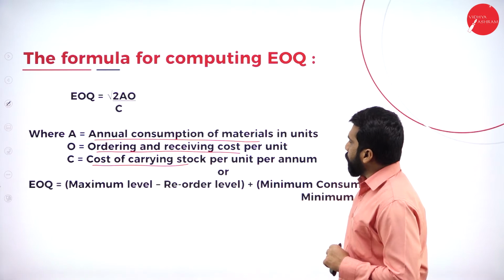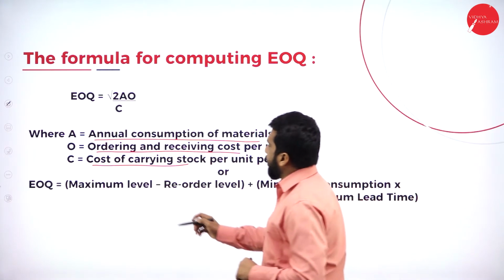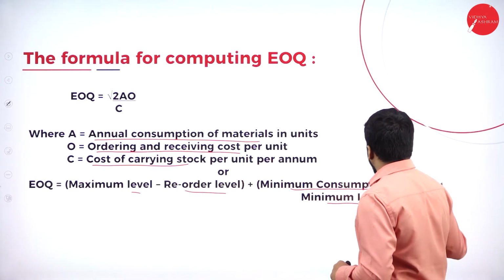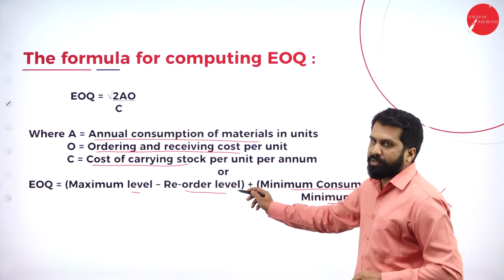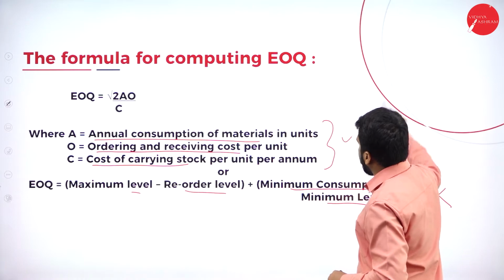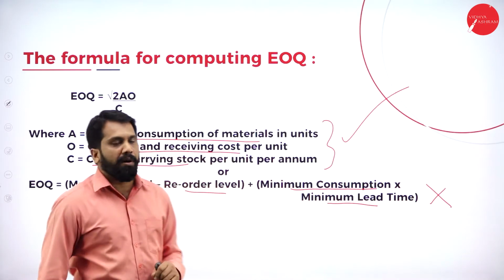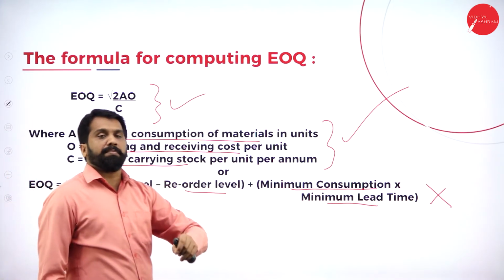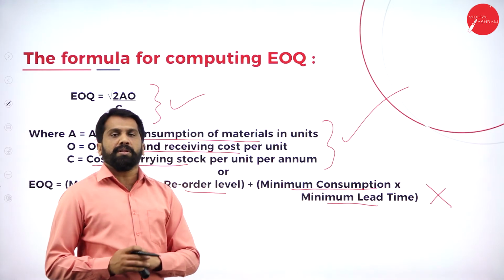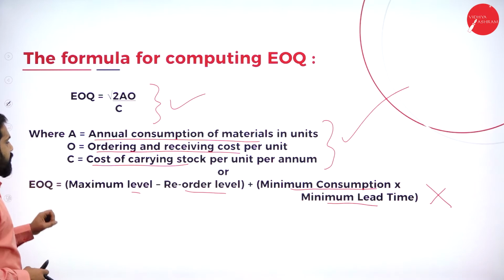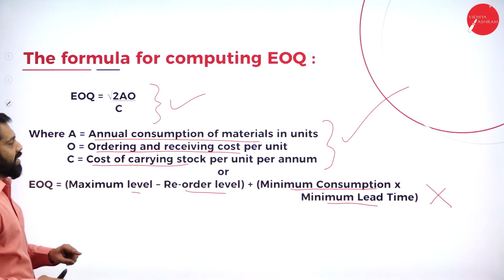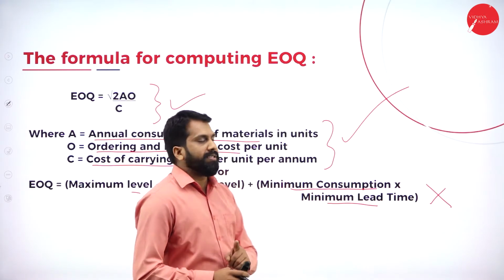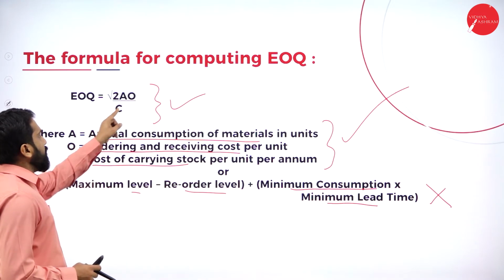Now sometimes what happens, your carrying cost means maximum level minus reorder level plus minimum consumption into minimum reorder time. Never imagine you will not get question like this. Your question will be according to this. Clear? Whatever formula we have discussed here, this will be your problem. This is only optional. 100% you will not get in your examination. Only for your reference, remember, EOQ is equal to maximum level minus reorder level plus minimum consumption into minimum lead time. You will not get this. So always remember, for EOQ means 2AO divided by C.